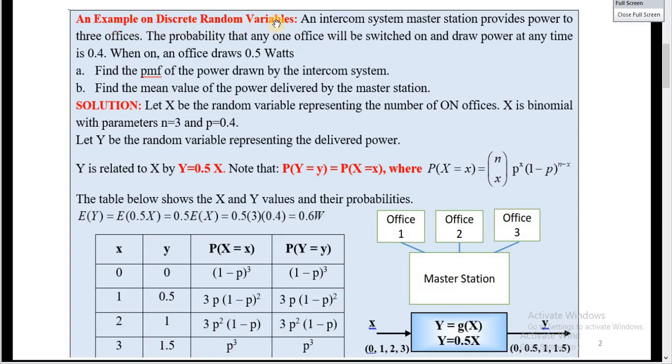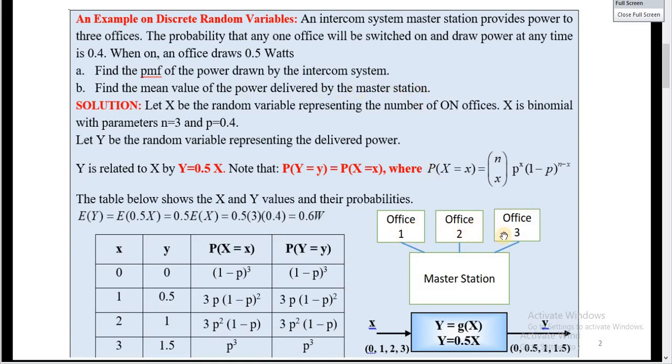An example on discrete random variables. An intercom system master station provides power to 3 offices. The probability that any given office will be switched on and draw power at any time is 0.4. When on, an office draws 0.5 watts. Find the probability mass function of the power drawn by the intercom system. Find the mean value of the power delivered by the master station.